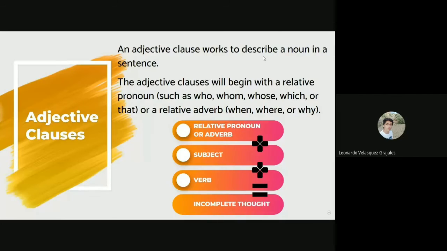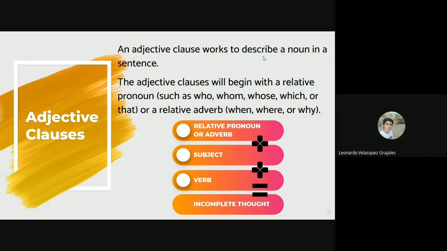So, an adjective clause, also known as a relative clause, is a type of dependent clause that works to describe a noun in a sentence. It functions as an adjective, even though it is made up of a group of words instead of just one word. In the case of an adjective clause, all the words work together to modify a noun or pronoun. So we have the relative pronouns: that, where, when, who, whom, whose, which, and why.